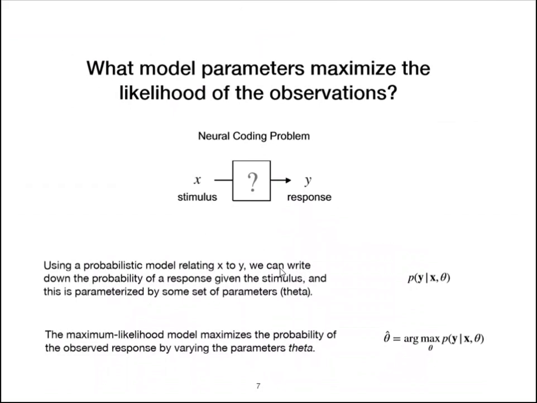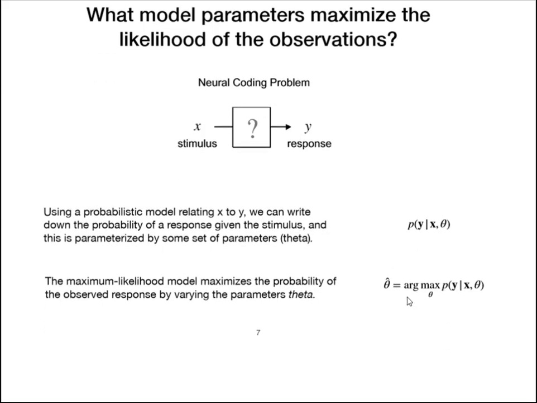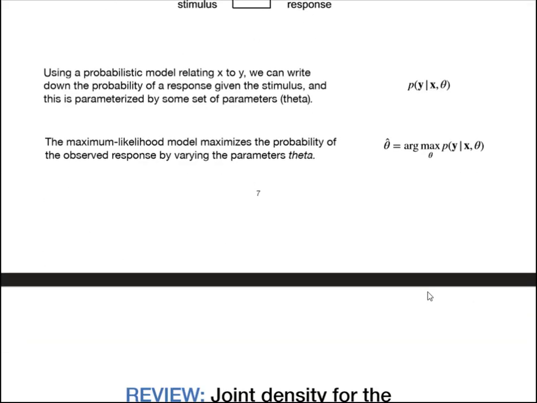Going back to how we maximize the likelihood of the observation with our model parameters: we narrow the parameters down to theta. We have this X input and this output, so what's the probability of the output given the input and the parameter? The maximum likelihood estimate is over here: the parameter theta that gives the maximum probability of the response given the stimulus and the parameter.